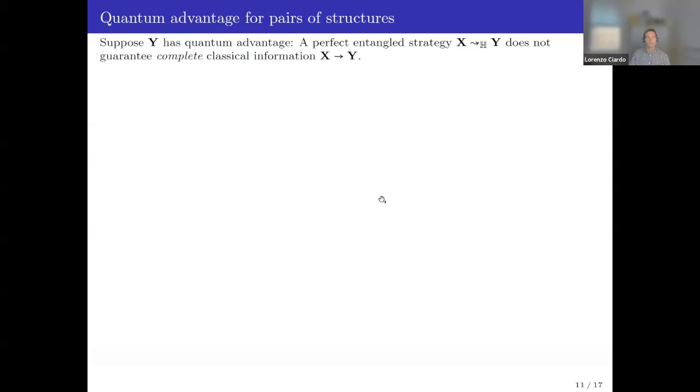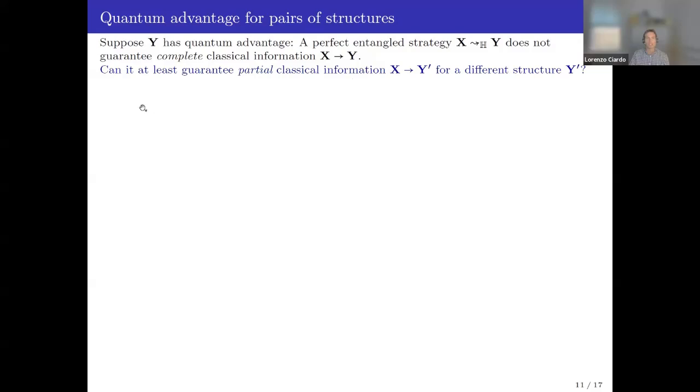Okay, so how am I going to prove these facts here? Well, it is helpful to consider an extension of the notion of quantum advantage for pairs of structures. What do I mean by this? Well, suppose that I have some structure Y, for example, a clique, and suppose that Y has quantum advantage. Right? So what does it mean? Well, this means that if I have a perfect quantum strategy from X to Y, this is not enough to give me the complete classical information that X is classically homomorphic to Y. This is the definition of quantum advantage.